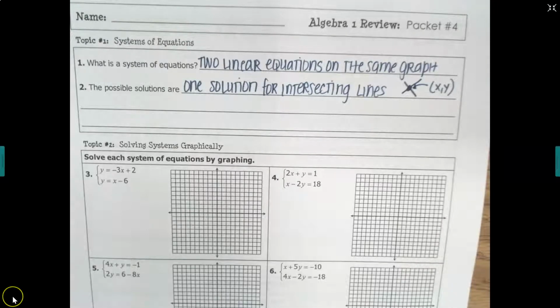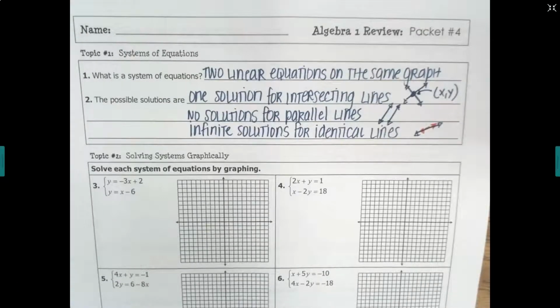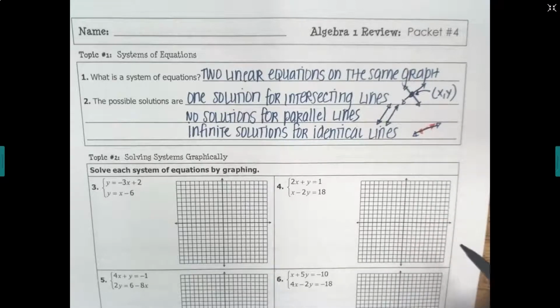We can have no solutions. No solutions occur for parallel lines because parallel lines never cross, so they'll never share a point that would make the equations for 2 linear equations true. Then our final option is infinite solutions. Infinite solutions are for identical lines. That's where you have 2 lines that lay exactly on top of each other, so they share all of the points. It doesn't matter which point you pick, it's on both lines, which would make both equations true.